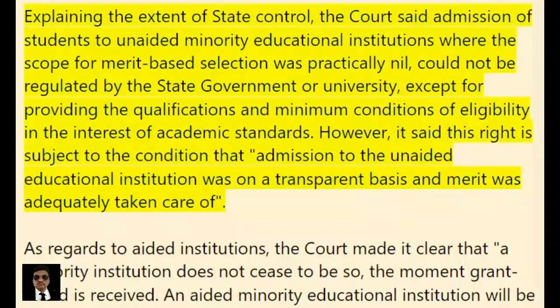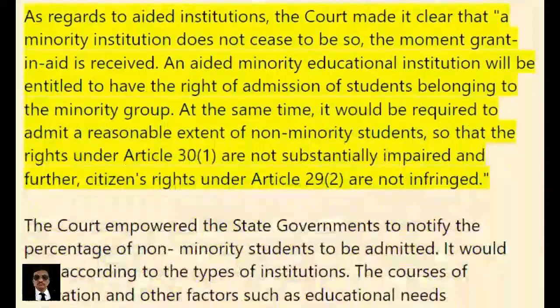Explaining the extent of state control, the court said admission of students to unaided minority educational institutions, where the scope for merit-based selection was practically nil, could not be regulated by the state government or university, except for providing the qualifications and minimum conditions of eligibility in the interest of academic standards. However, it said this right is subject to the condition that admission to the unaided educational institution was on a transparent basis and merit was adequately taken care of.